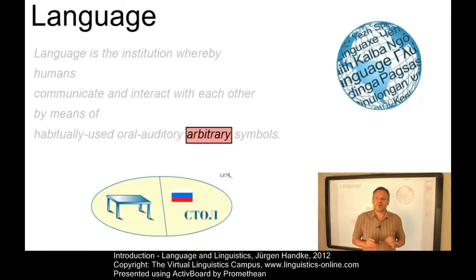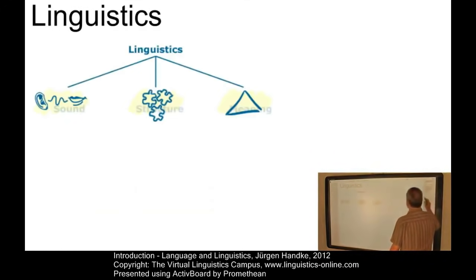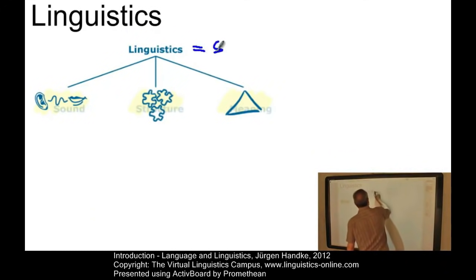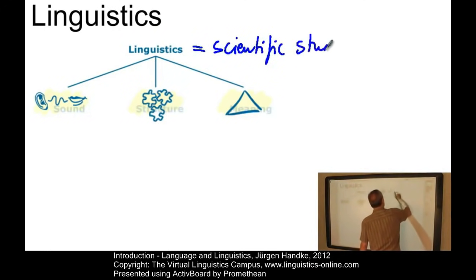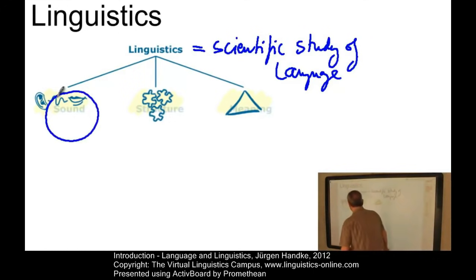Let us now see how linguists study language. Now, first of all, linguistics is the scientific study of language. That's the definition of the field. And it can be subdivided into three main branches. The first branch has to do with everything that is concerned with sound: speech sounds, the sounds of speech in general, or the sound elements in particular languages.